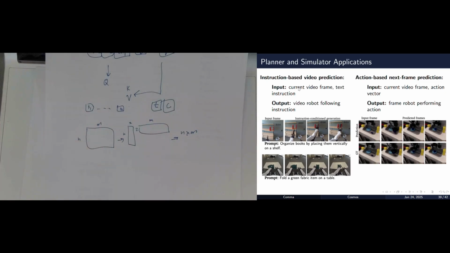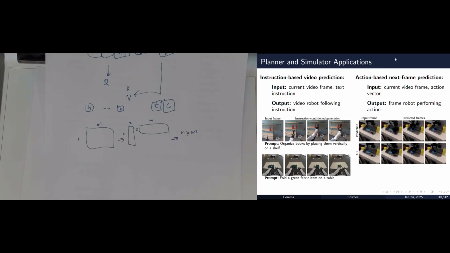The first is instruction-based video prediction, where, think about it this way, you're trying to actually generate data. So you go ahead and you say, okay, here's the current video frame. Here is the text instruction. Please generate the future, right? So in this case, the input frame was this, and you're saying, okay, show me a video of a robot organizing books by placing them vertically on a shelf, right?